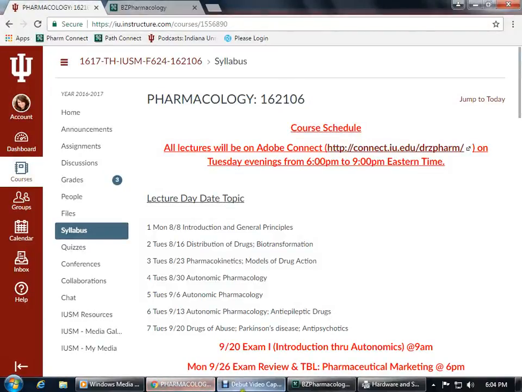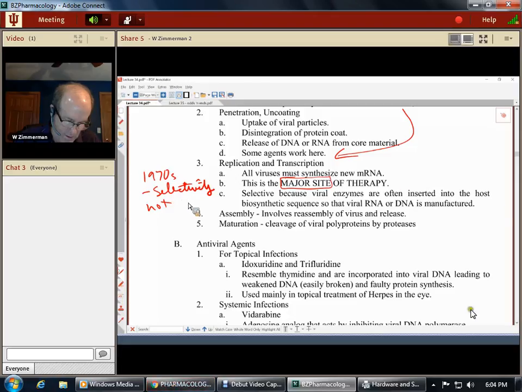Selectivity is not possible, because you're just overtaking the cell. So how can you destroy the virus and not destroy the cell? And as we'll see, acyclovir answered that.